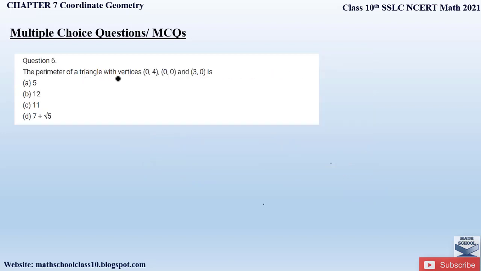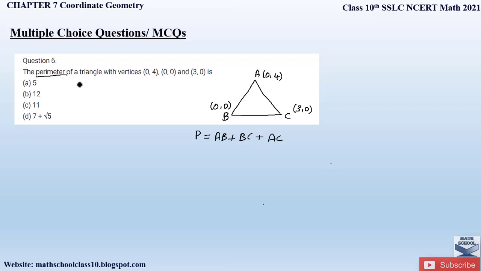Question number 6. The perimeter of a triangle with vertices 0,4, 0,0 and 3,0. So here we have a triangle whose vertices are given. Again here I am naming the triangle in a cyclic manner A, B and C. Vertices are given as 0,4, 0,0 and 3,0. So here we have to find out the perimeter. What is the perimeter of a triangle given by? Perimeter of triangle is given by adding all the three sides, that is AB plus BC plus AC. So this is very much important to find out the perimeter. So you should know perimeter is equal to sum of the length of all the three sides of a triangle.